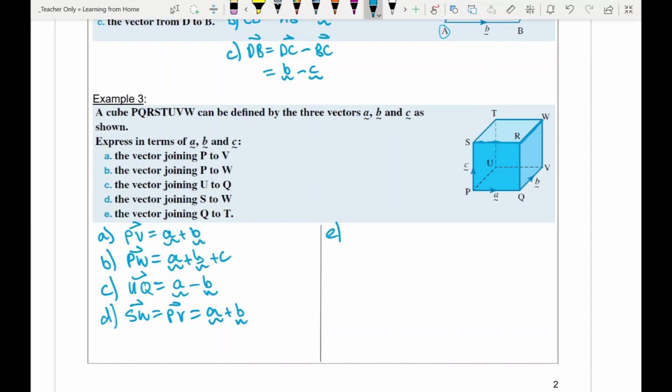And the last one we have is the vector joining Q to T. Well, that's going to go up C minus A plus B. So we could write that as Q to T is equal to C plus B take A. So that's how we write those vectors joining those vertices in this cube in terms of three vectors A, B, and C.